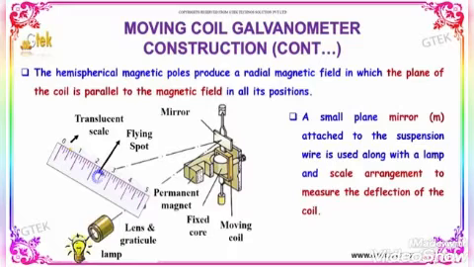The hemispherical magnetic poles produce a radial magnetic field in which the plane of the coil is parallel to the magnetic field in all positions. A small plane mirror attached to the suspension wire is used along with a lamp and scale arrangement to measure the deflection of the coil.